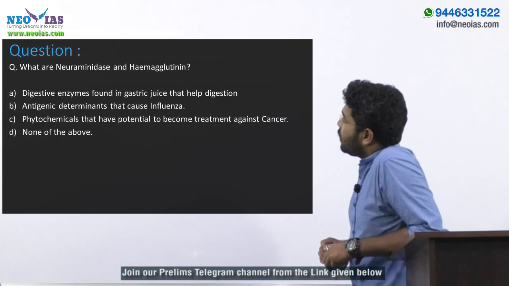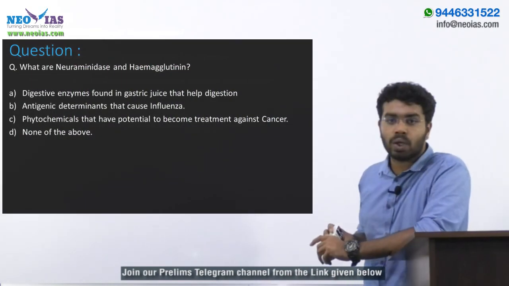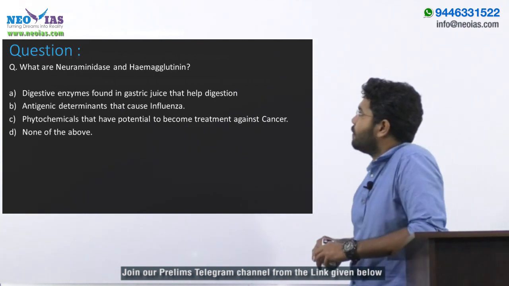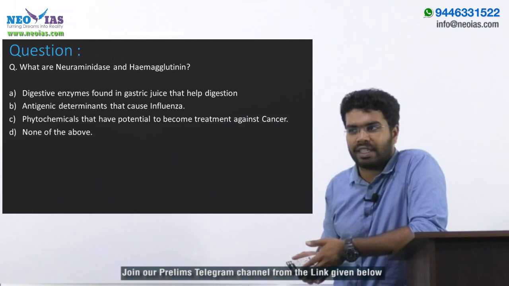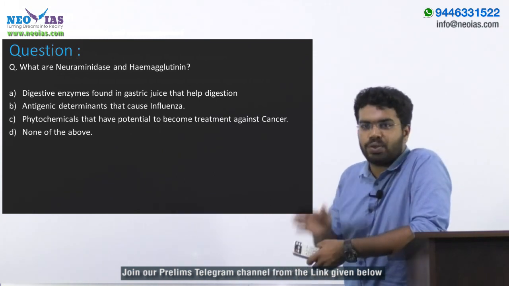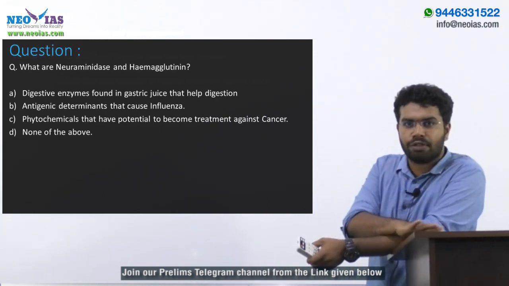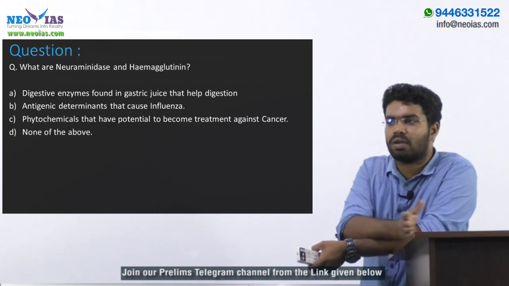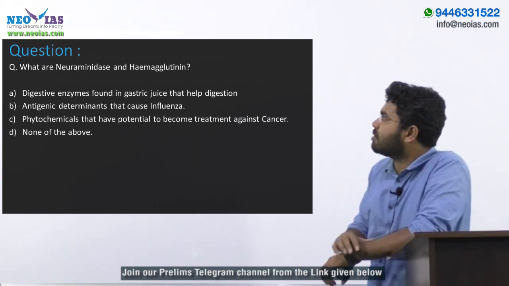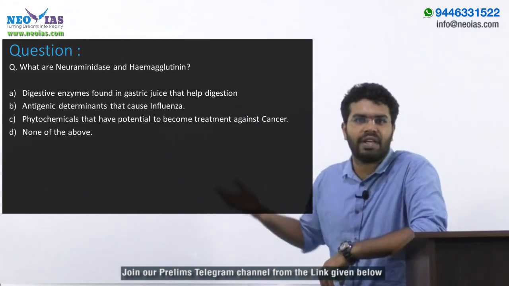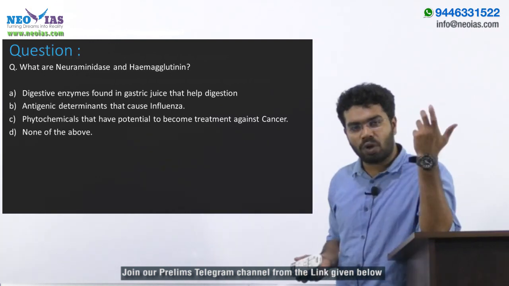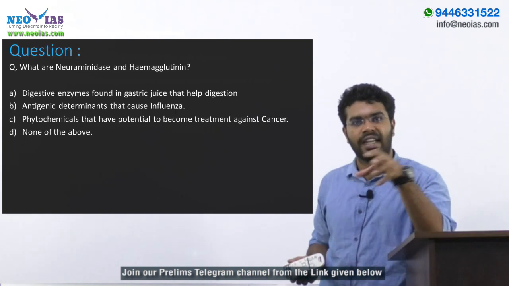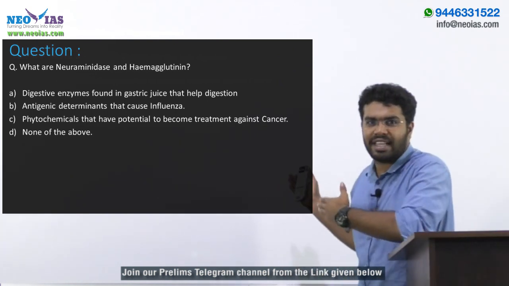Next question, what are neuraminidase and hemagglutinin? If we know some of the diseases and some of the full forms of that, like H1 and N1. H1N1 is one kind of influenza, a flu disease, which causes respiratory problems, and there are many others, like H5N1 and H1N5. So, have you ever thought of what the full form of H and N will be? That becomes the answer here.